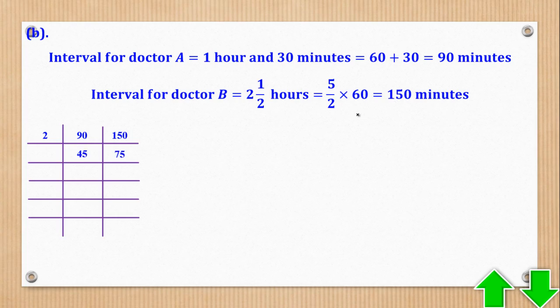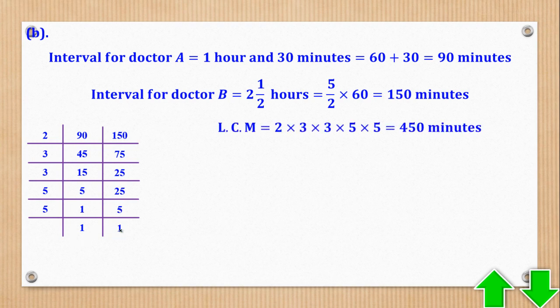So divide by 2, you get here 45, 75. Divide by 3, here 15, 25. Divide by 3, here 5, and here it remains because 25 is not divisible by 3. Divide by 5, here 1, here 5. Divide by 5, here it remains 1, here 1. Then we can now get the LCM by multiplying all these values, as you see here, to get 450 minutes.